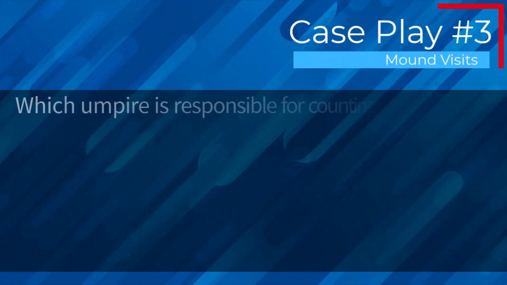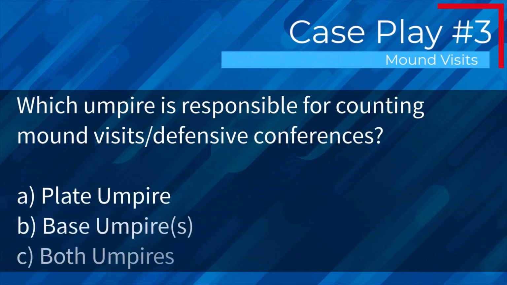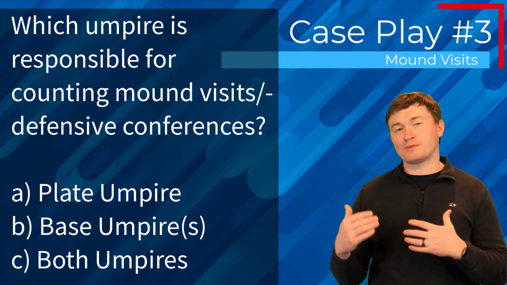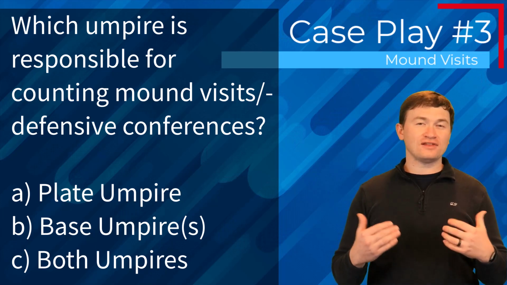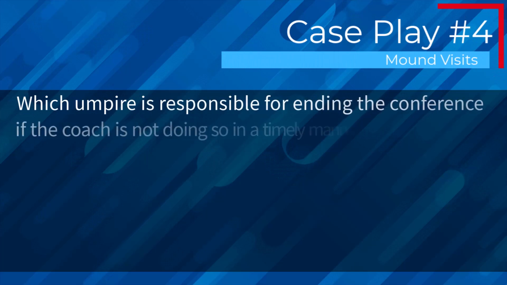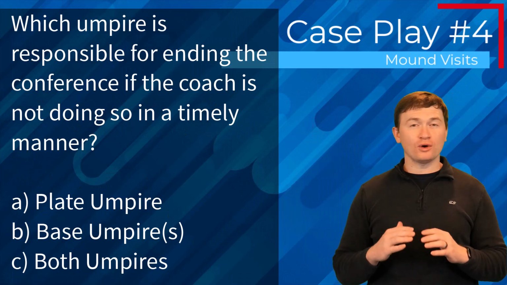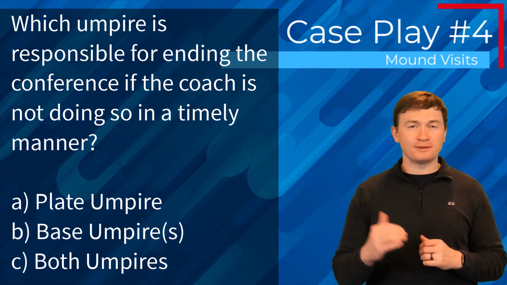Case play number 3. Which umpire is responsible for counting mound visits and defensive conferences? The correct answer here is that only the plate umpire holds that responsibility, and it's specifically laid out in the rule book. Case play number 4. Which umpire is responsible for ending the conference if the coach is not doing so in a timely manner? And again, by rule, the only umpire who holds this responsibility is the plate umpire.